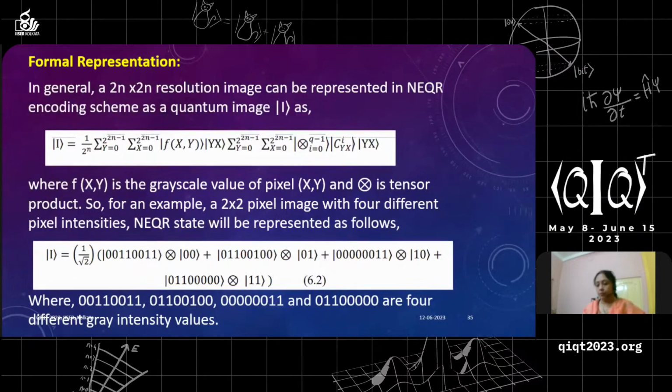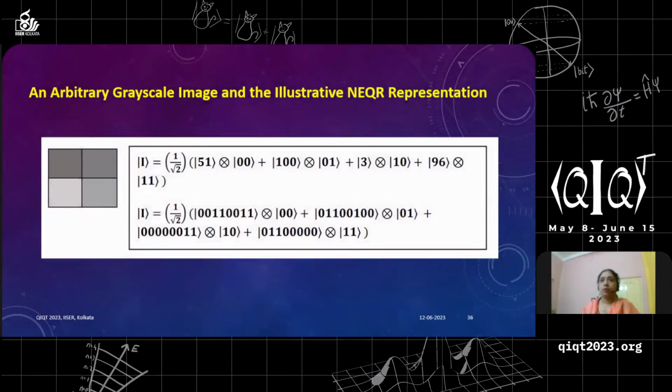This is the formal representation of the NEQR algorithm. Now, if I take one arbitrary grayscale image, for example, these are the 4 pixel values, say 51, 100, 3, and 96. If these are the pixel values, then this particular 2 cross 2 grayscale image can be encoded following the NEQR algorithm in this way.